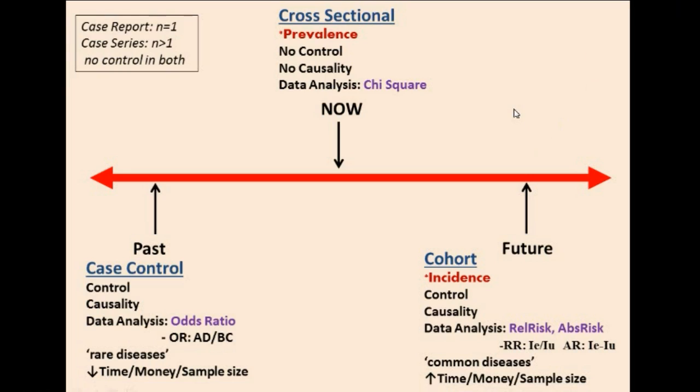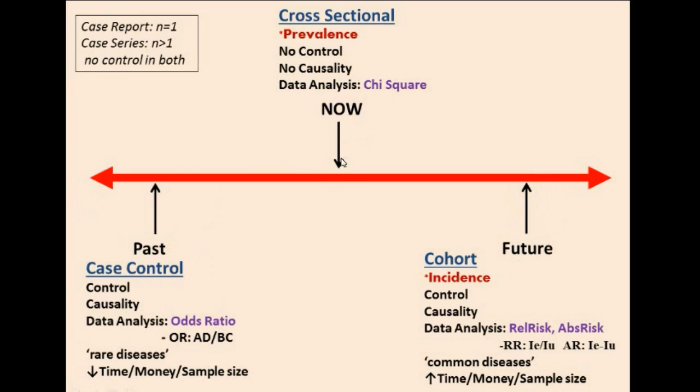This is a good summary for observational studies. Here we can see the timeline, and if we remember, our study can represent the current or the present, or it can look at the future, or it can look at the past. So the study that looks at the current is a cross-sectional study, the one that looks into the future is a prospective study, which is a cohort study, and the one that looks into the past is a case control study, or a retrospective study.